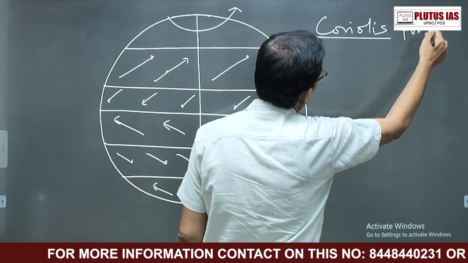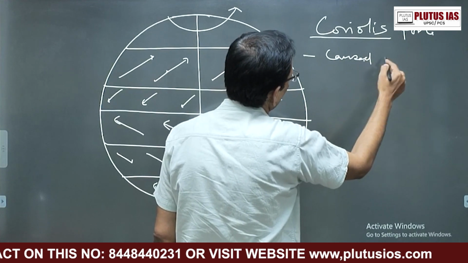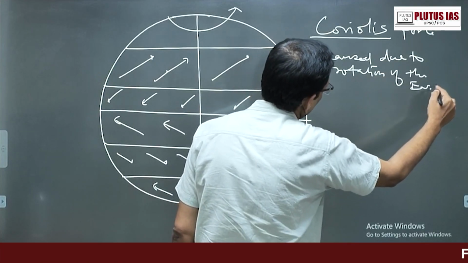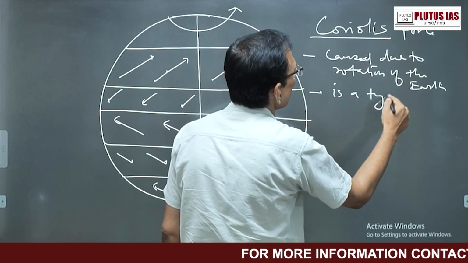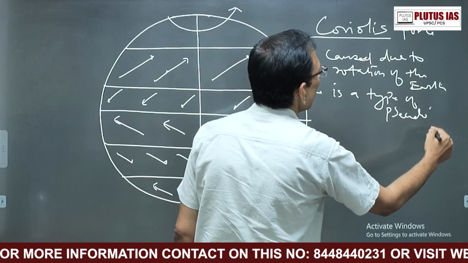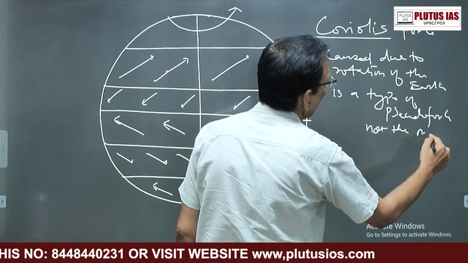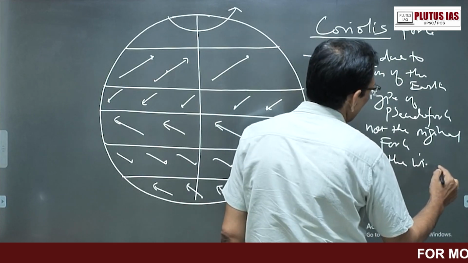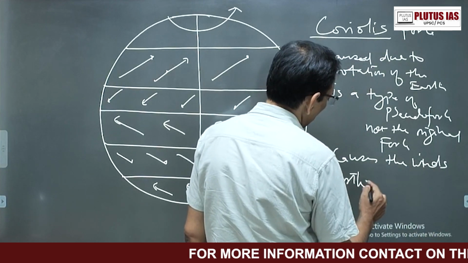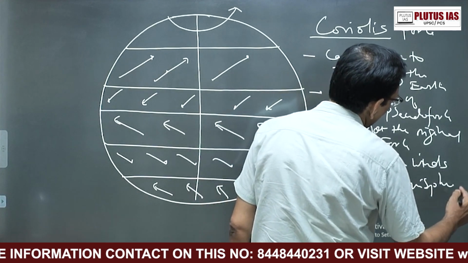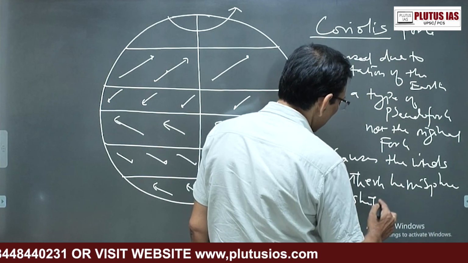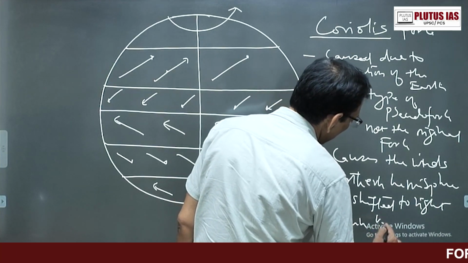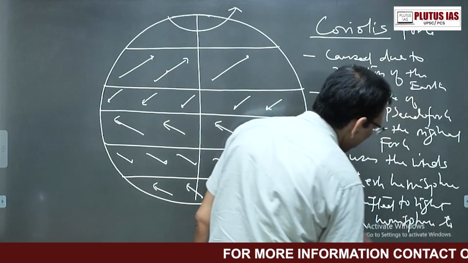Coriolis force, caused due to rotation of the earth, is a type of pseudo force, not the original force, which causes the winds of the northern hemisphere to be shifted to the right and those of the southern hemisphere to the left.